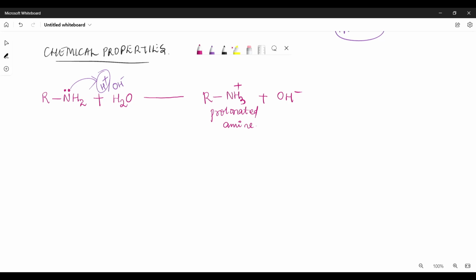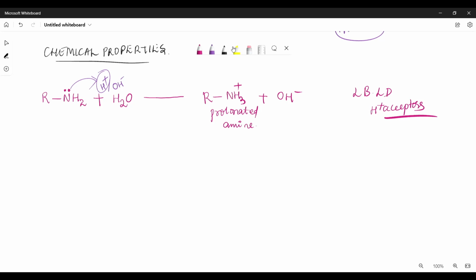So one thing you should know, that Lewis bases are lone pair donators, which means hydrogen acceptors. Okay, this part if you know, any question with respect to Lewis acid, Lewis base and basicity, or if it is acidic or basic, we will be able to answer.